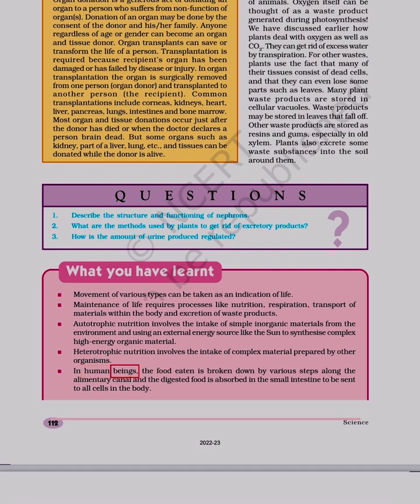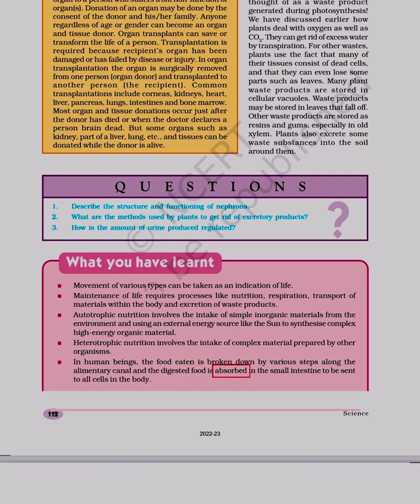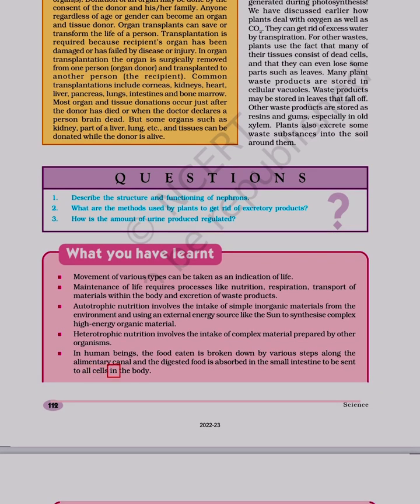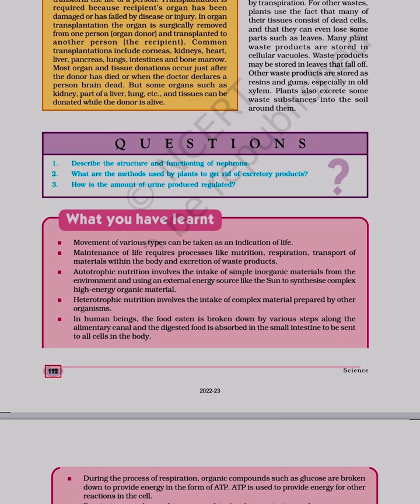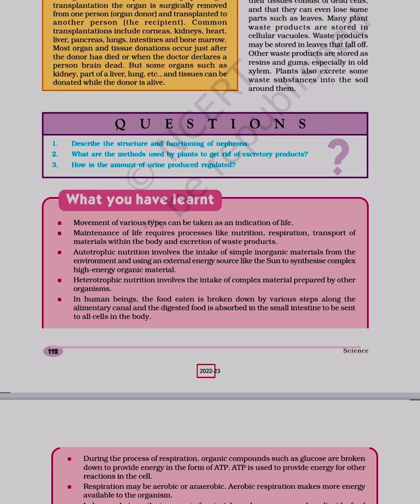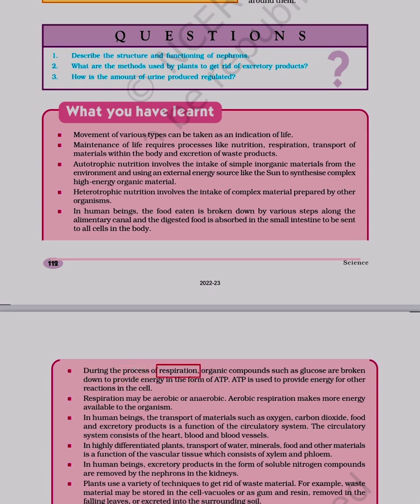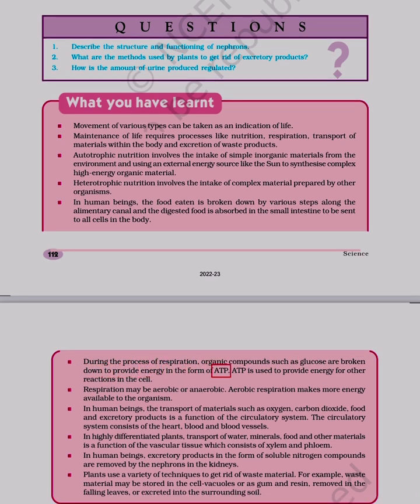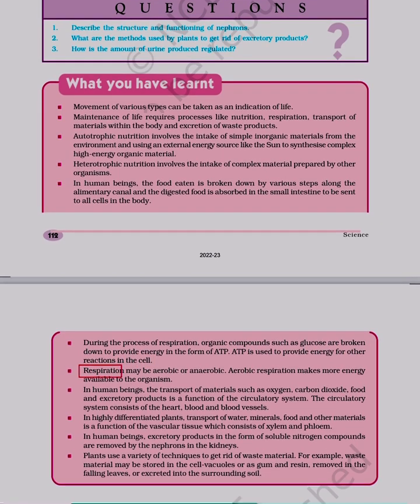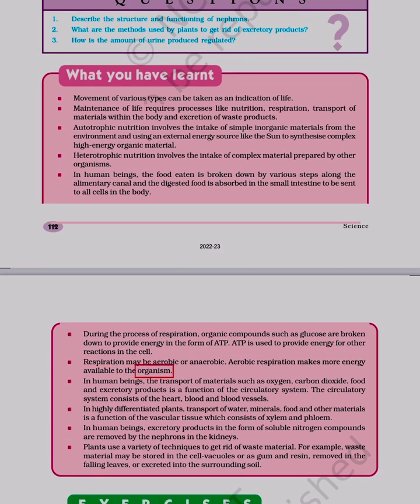And in human beings, the food eaten is broken down by various steps along the alimentary canal and the digested food is absorbed in the small intestine to be sent to all cells in the body. And during the process of respiration, organic compounds such as glucose are broken down to provide energy in the form of ATP. ATP is used to provide energy for other reactions in the cell. And respiration may be aerobic or anaerobic. Aerobic respiration makes more energy available to the organism.